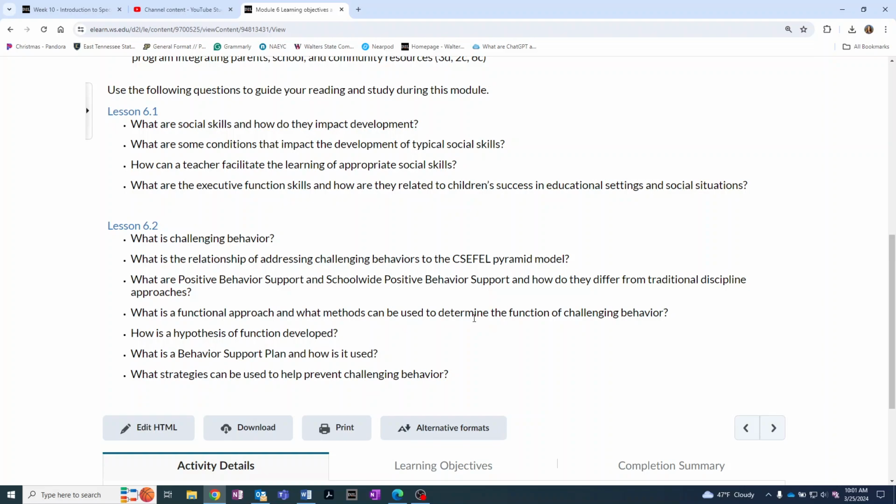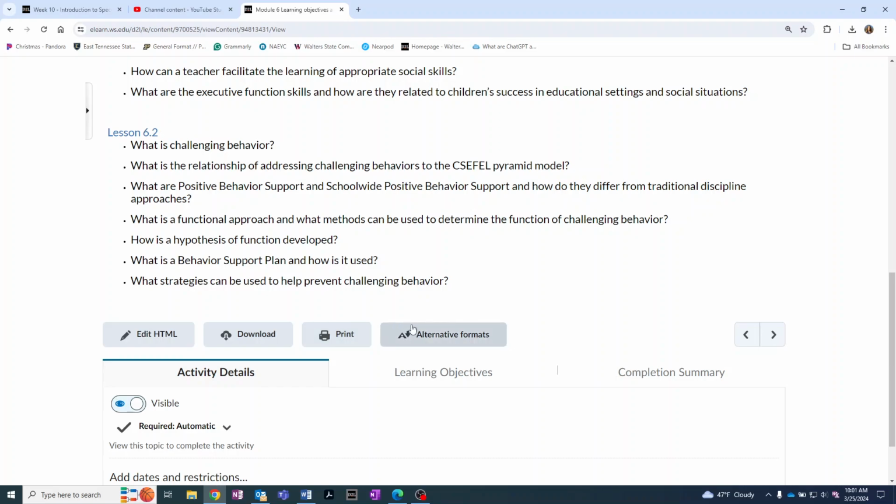And then also, what are the executive function skills? And how do they relate to the child's success? Now, remember, we're looking at both social settings and situations as well as educational. Now, the second lesson, we're going to dive a little deeper and we're looking at challenging behavior.